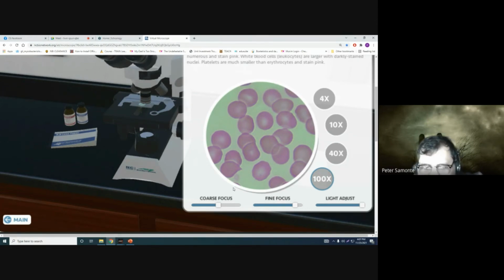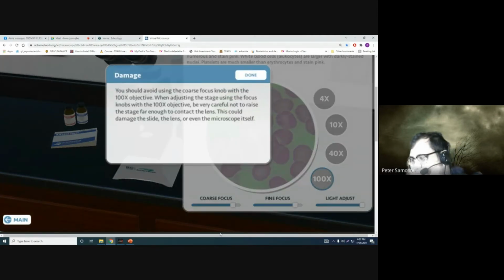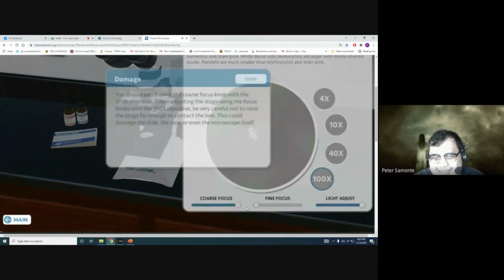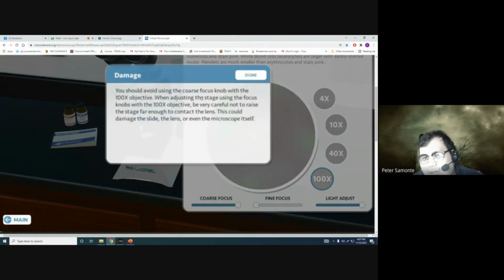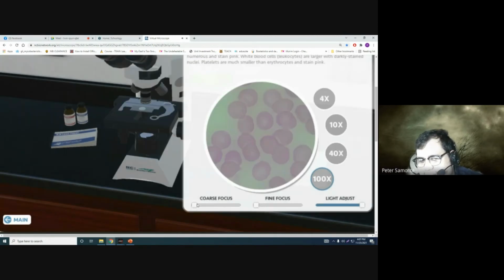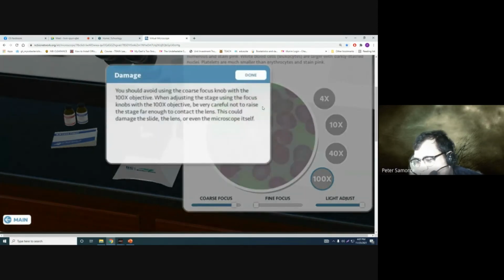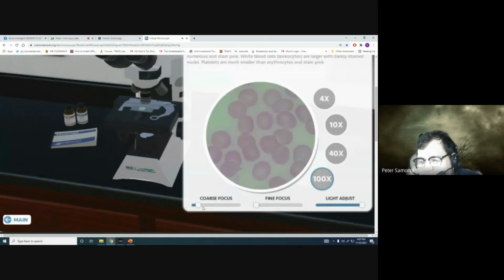It blurs? Let's see. It didn't blur. There, I saw it. The cover slip breaks. See, it broke, class. Let's repeat. It says here, you should avoid using the coarse focus knob in the 100 times objective. When adjusting the stage using the focus knob, be very careful not to raise the stage far enough. This could damage the slide, the lens, or even the microscope. So it can break, class. So be careful.